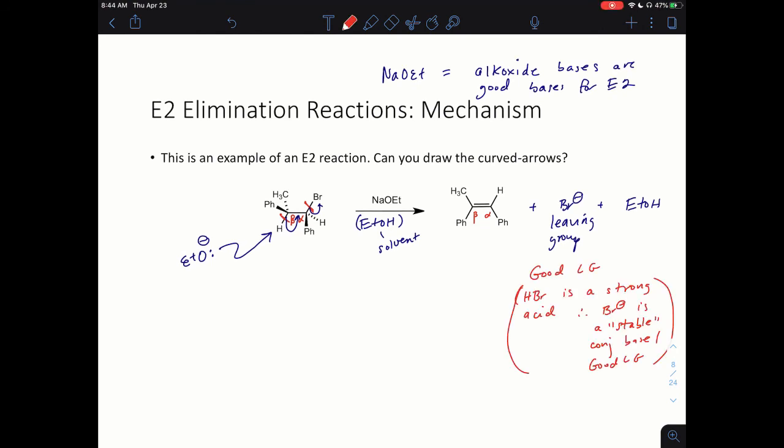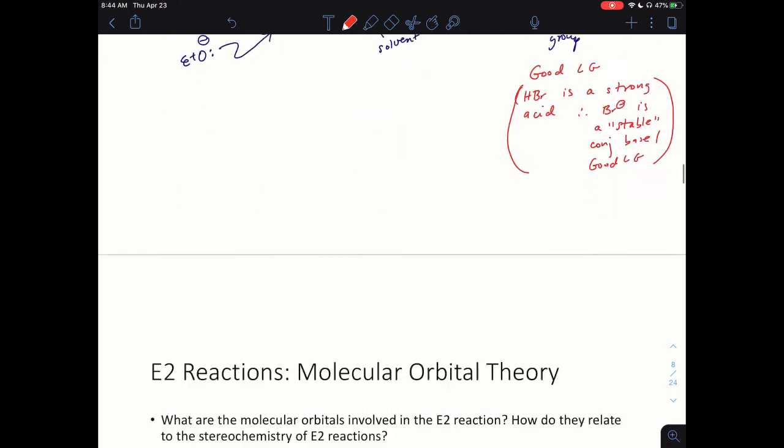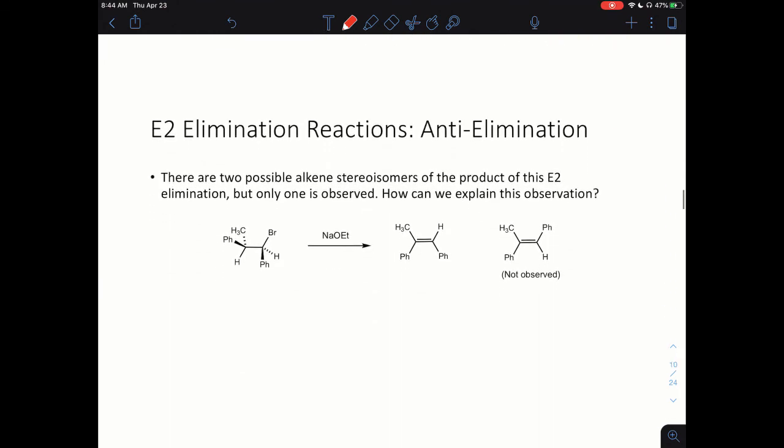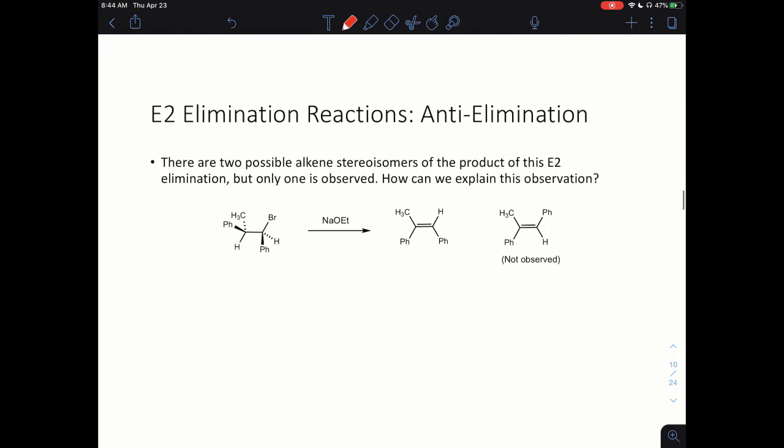All right, easy peasy, right? Well, we're going to think a little more deeply about this example. There are actually two possible alkene stereoisomers from this reaction, but this is the only one observed, the one that we examined on the previous slide. So how can we explain this observation? And first of all, how are these two molecules different? Well, this is the Z isomer, and this is the E isomer, and the E is not observed, right? These are stereoisomers.